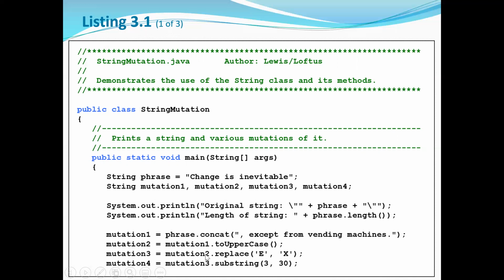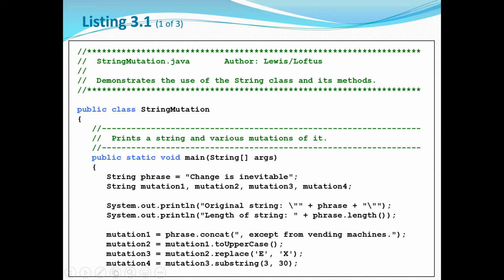Next, we are replacing in mutation2. Anywhere we see E, we will replace it with X. So the replace method takes 2 arguments: what you want to replace, with what. So we are replacing E with X.